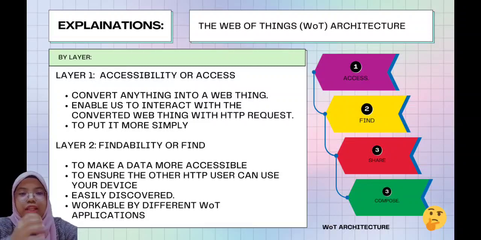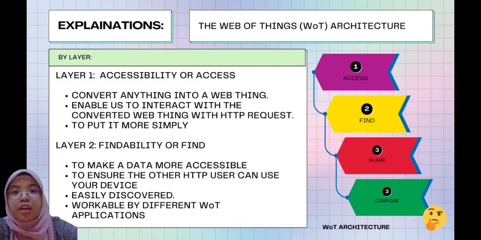Layer 2 is for findability, or find. It is to make the data more accessible and to ensure other HTTP users can use your device. It is also easy to discover and workable by different WoT applications. This is done by using semantic web standards to explain the things and their purpose of existing. Examples are REST crawler, linked data, and linked hidden.